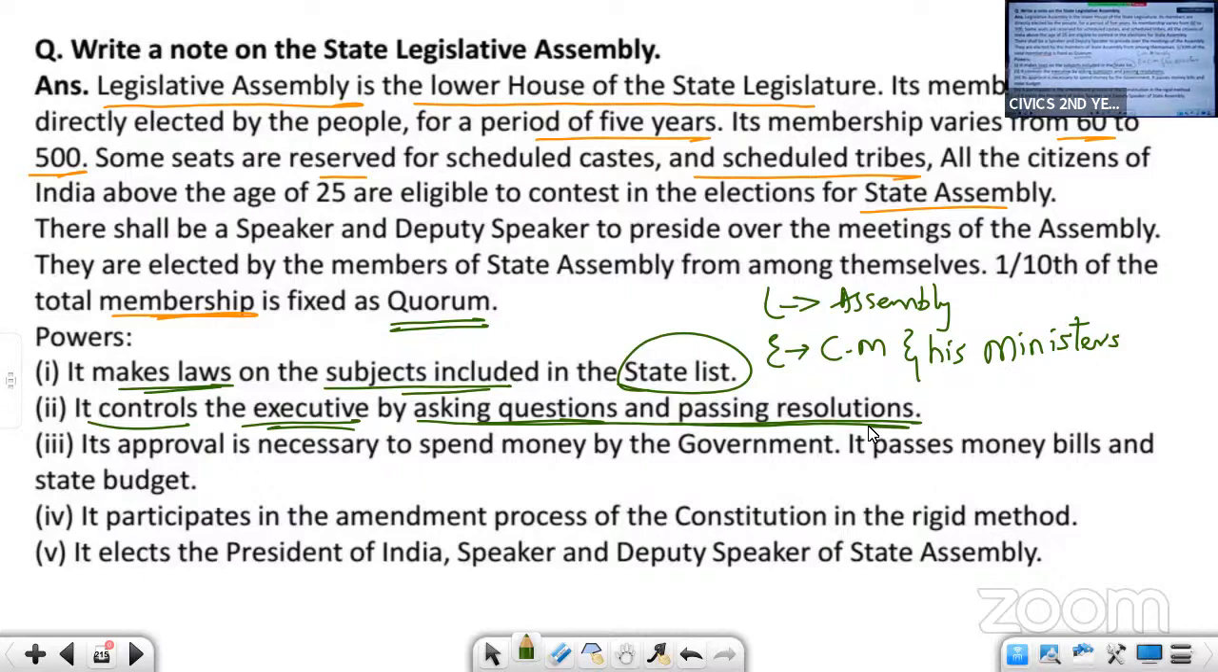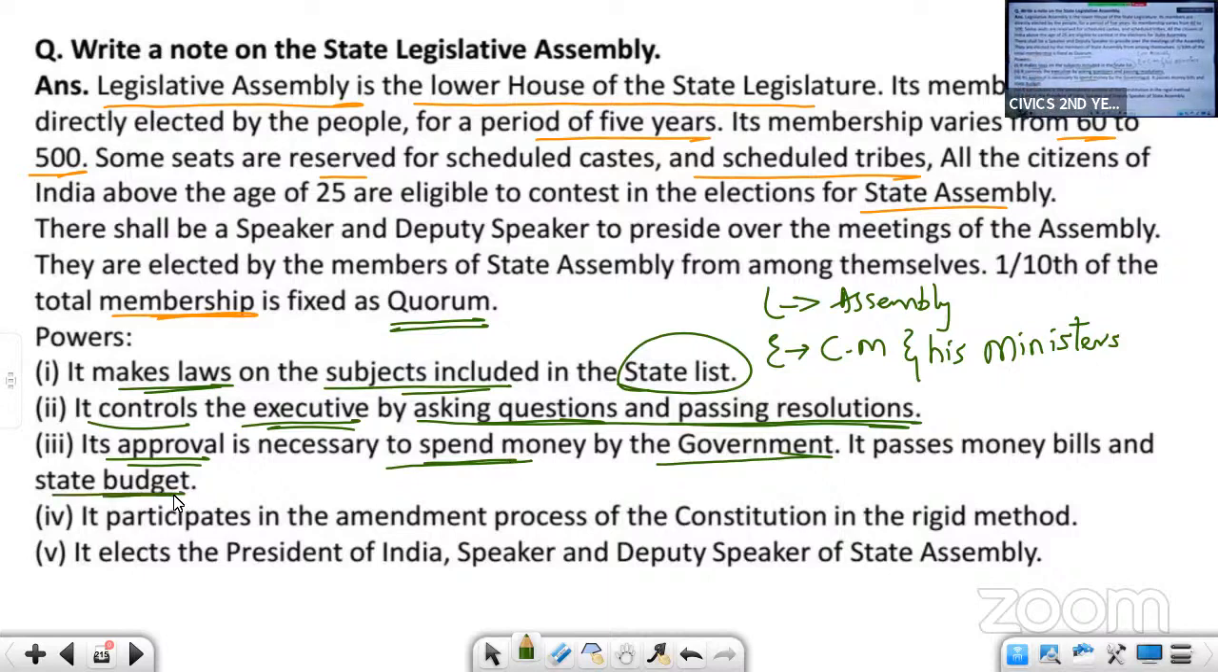Then its approval is necessary to spend money by the government. Why will the government spend the money? It will spend the money for the welfare of the people. So all the bills have to be presented in the legislature, and the legislature should approve those bills. Then only the government can spend the money. And it passes the money bill and the budget of the state.